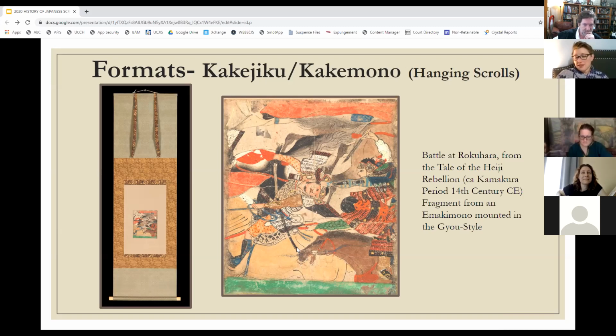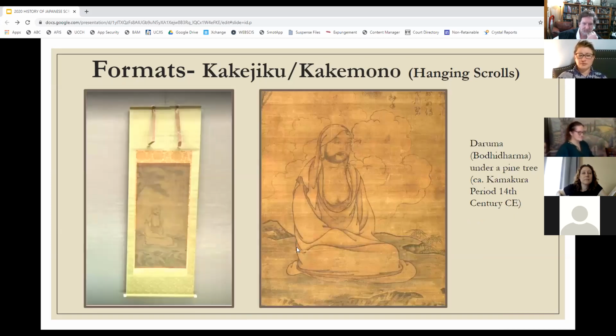This piece got cut out of another emakimono, and maybe that emakimono was damaged, and so they said, well, we're going to save what we can, mount it, and then we'll go from there. We'll throw out the rest, we'll preserve it, we'll do whatever we can. But it's really cool that there's a lot of action going on in these scrolls. I just love it. This is the Daruma.